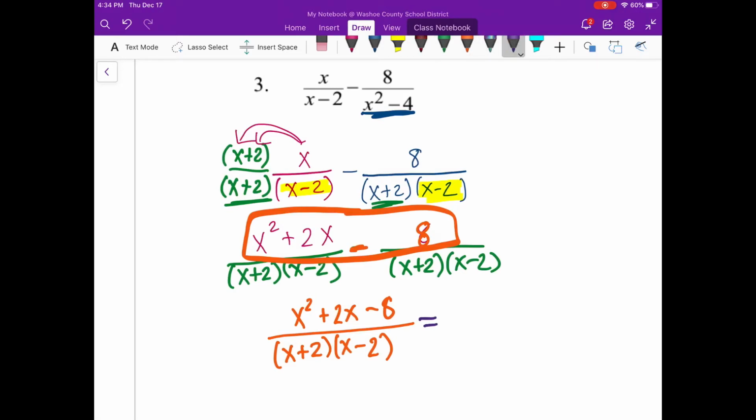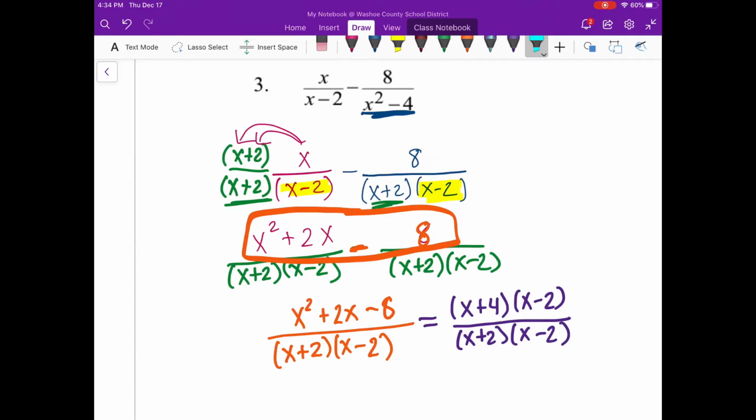Okay. When you're here, remember we keep having to factor, see if anything else cancels out or simplifies out. So when I factor the numerator, thinking about what two numbers multiply to a negative 8 but add up to a positive 2, I'm thinking x plus 4 and x minus 2. And then my denominator is still the same, x plus 2, x minus 2.